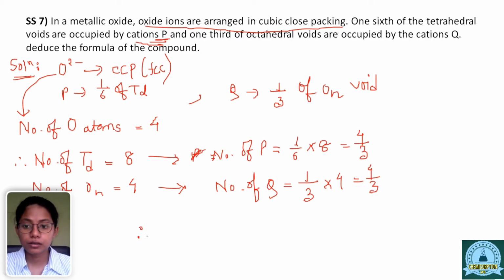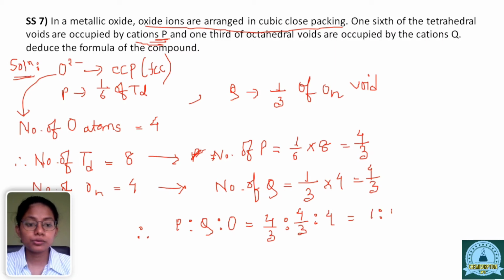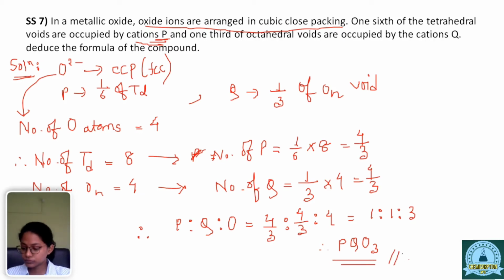Therefore, P is to Q is to O is equal to 4/3 is to 4/3 is to 4, which is equal to 1 is to 1 is to 3. Therefore, the formula is PQO3. So, this is the formula of the metallic oxide. Now, we will move to the next problem.